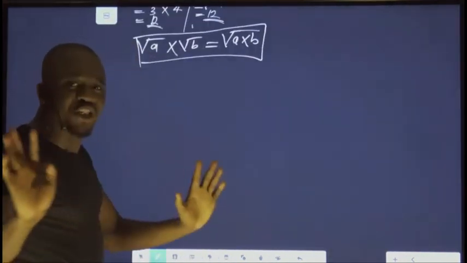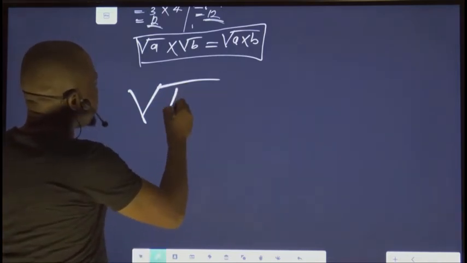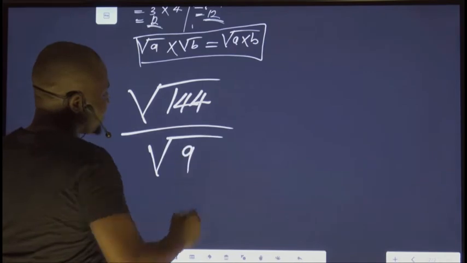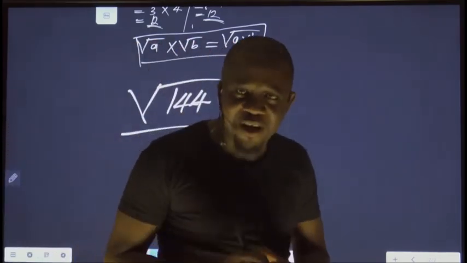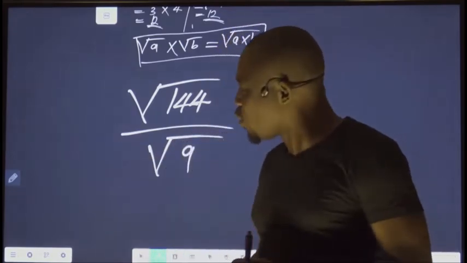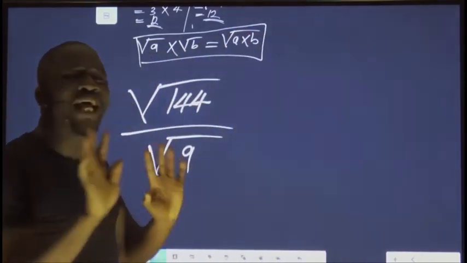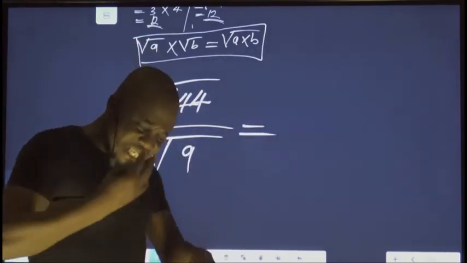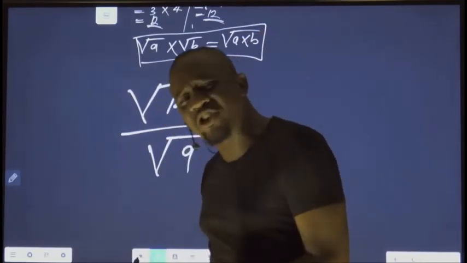Now, let's go for the second one. What if you have the square root of 144 divided by the square root of 9? Okay? We are going for the second rule now. You can do them separately. It is allowed. What is this rule all about? What is possible and what is not possible?